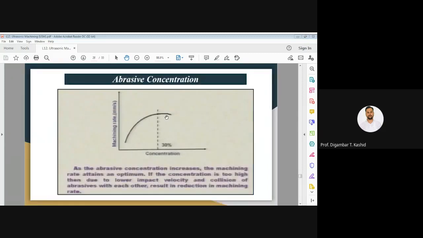Then we have another process parameter, that is the abrasive concentration. As the concentration of abrasive particles increases, it increases the material removal rate. You can see the curve, but beyond a certain concentration value, the machining rate starts decreasing. As abrasive concentration increases, the machining rate attains the optimum value, which I have shown by the dotted line. If the concentration is too high, beyond the optimum value, then due to the lower impact velocity and the collision of the abrasive particles with each other, there is a reduction in the machining rate.